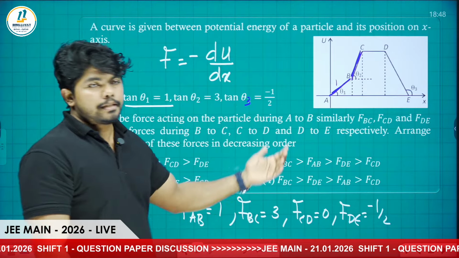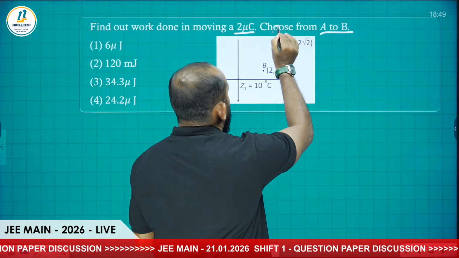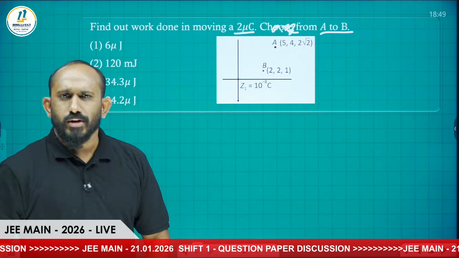Here's a question. Find out the work done in moving a 2 microcoulomb charge from A to B. A coordinate system is given. At the origin we have 10 raised to minus 8 coulomb. From A to B, we have to move a 2 microcoulomb charge.